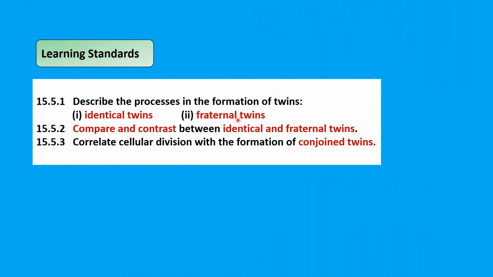Standards for today's lesson are as follows. Firstly, we should be able to describe the processes in the formation of twins, and these are number one, identical twins, and number two, fraternal twins. Next, we should be able to compare and contrast identical and fraternal twins. And lastly, correlate cellular division with the formation of conjoined twins.